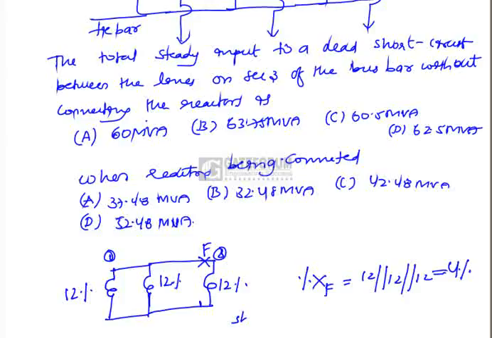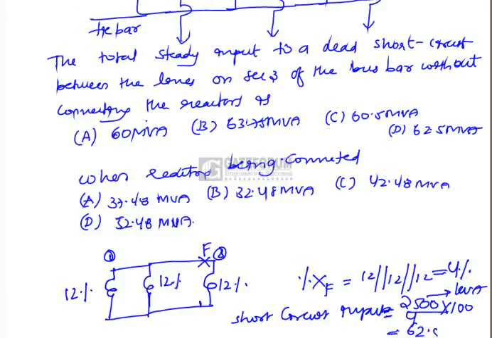Now what is the short circuit input? Short circuit input is equal to 2500 into 100 by 4, so 4%, that is 4 by 100. Remember, this is rated in kVA. Now this is equal to 62.5 MVA. So option D is correct for the first question.